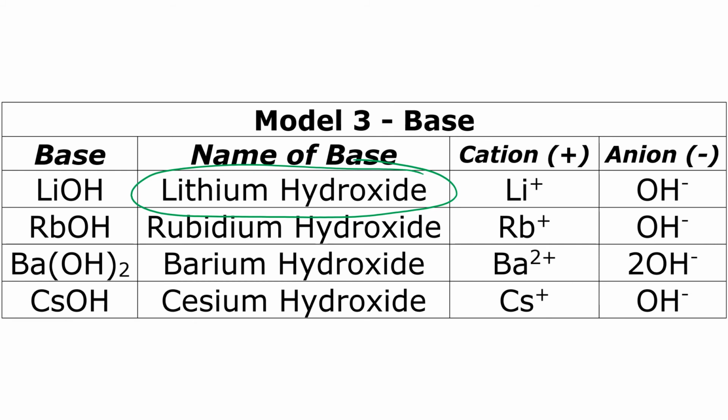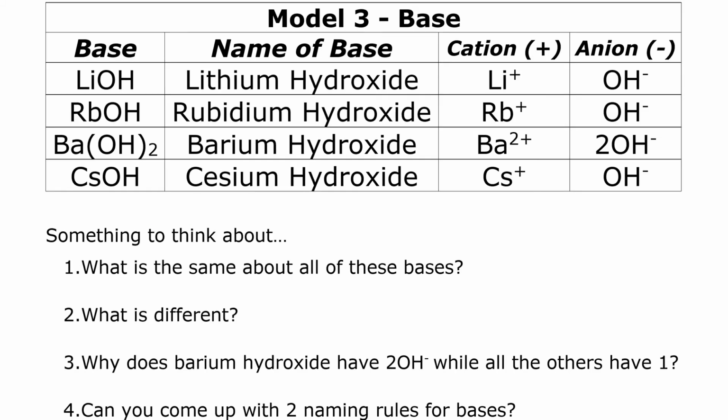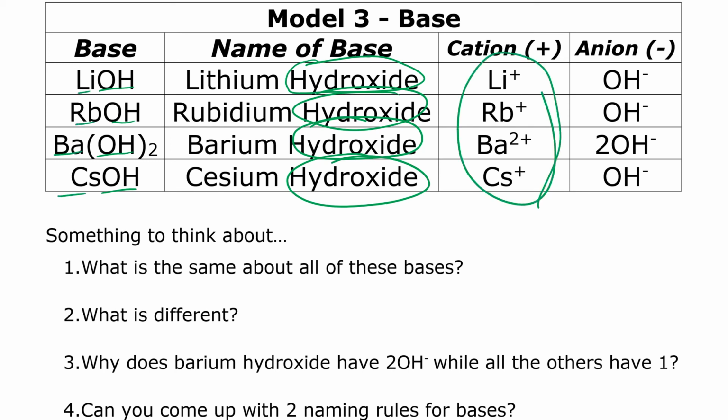Let's answer some questions. So what is the same about all these bases? They all seem to have hydroxide, and then their names end in hydroxide. What is different would be the cation that is attached to the hydroxide. Why does barium hydroxide have 2 hydroxide ions while all the others have 1? So that 2, again, we don't see an overall positive or negative charge on the base molecule. So that 2 distributes at -1, and it cancels out that charge on barium.